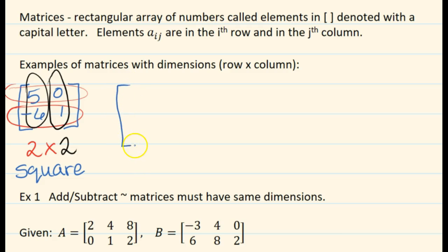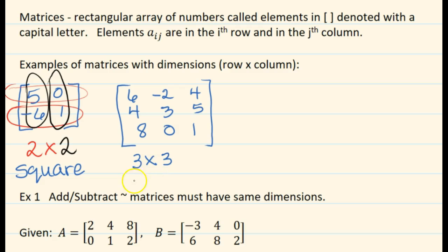So let's take a look at this matrix. We have 6, negative 2, 4, 4, 3, 5, 8, 0, 1. So you can see that the matrix that we have here is a 3 by 3 square matrix as well. Remember, rows are the horizontal and columns are your vertical columns.